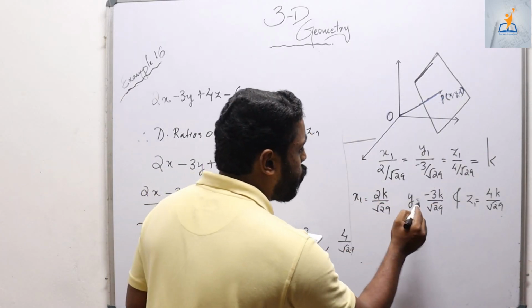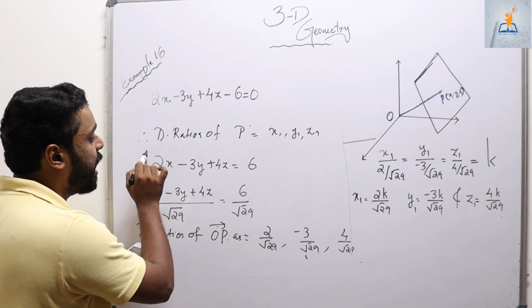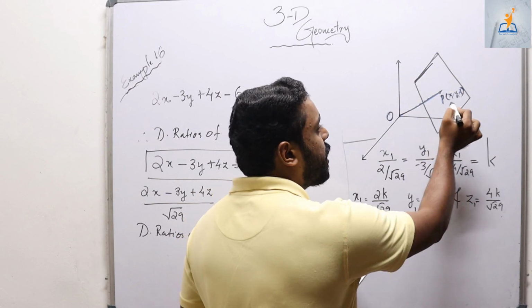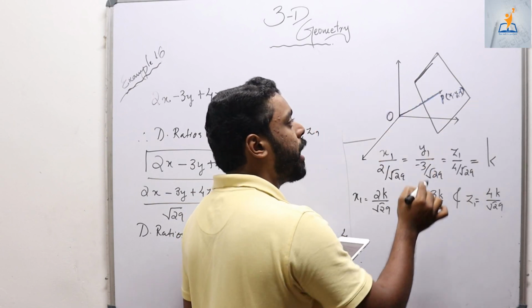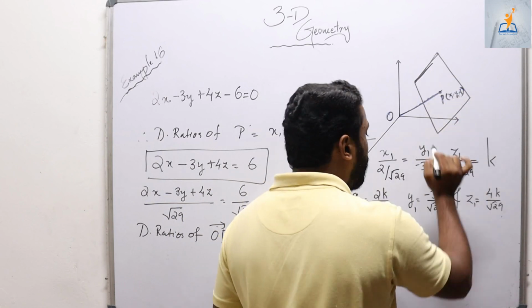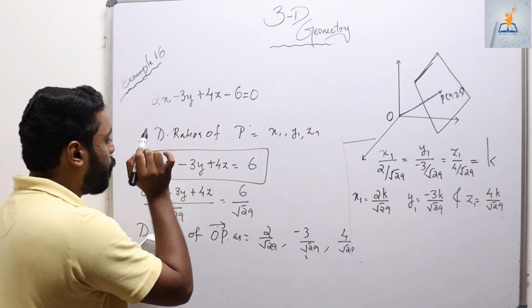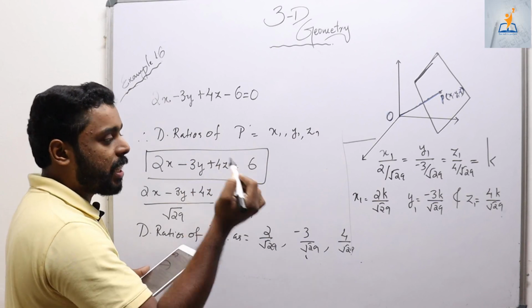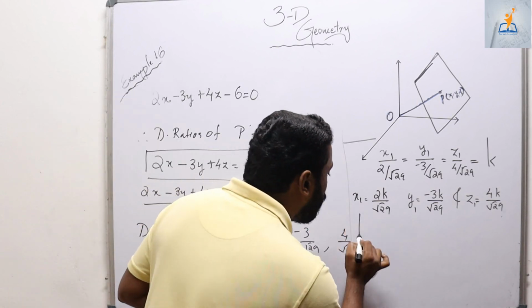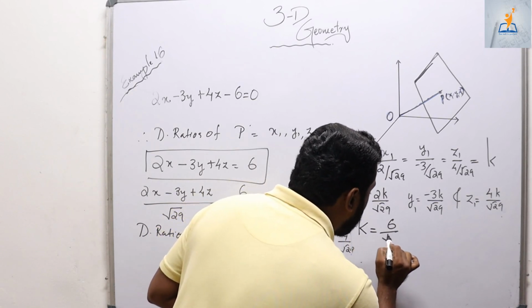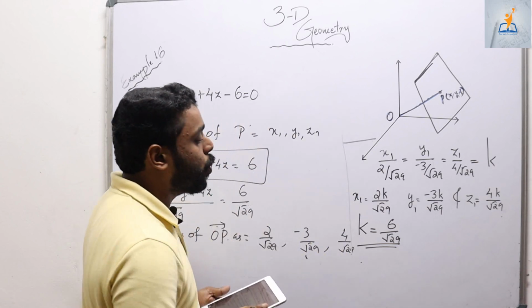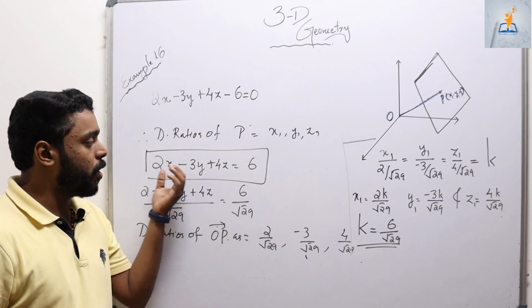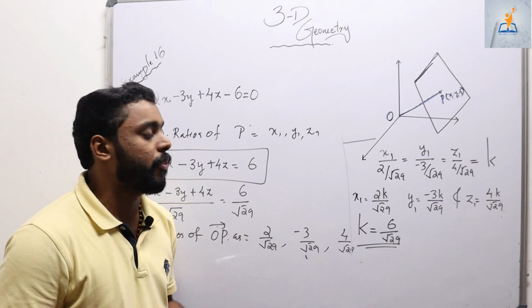Now we can substitute x1, y1 and z1 in the given equation. See, this equation is nothing but the equation of the plane, so it must satisfy every point on it. Now x1, y1, z1 is the foot of the perpendicular as well as a point on the plane. So when we substitute those values here, this equation must be satisfied, right? After substituting and solving for k, we will get k is equal to 6 by root 29. What we have to do in order to find k? Just pick the values x1, y1 and z1 and substitute here. You can solve it and easily find the value of k.